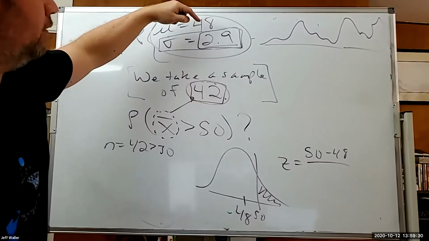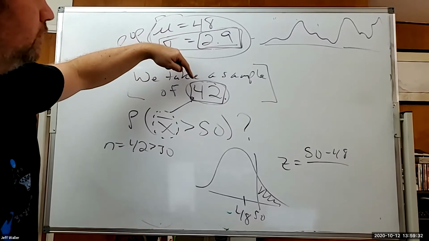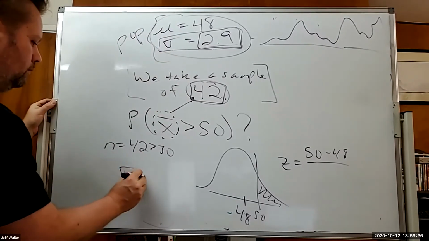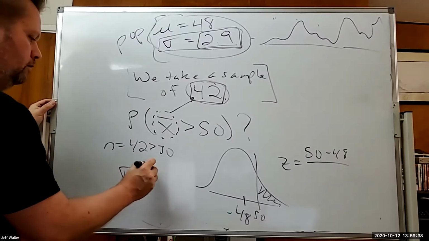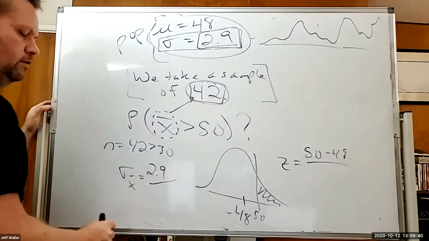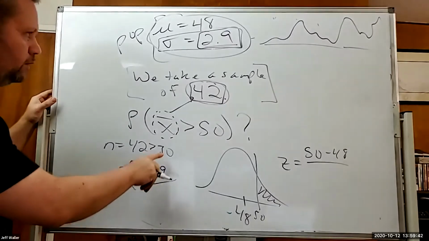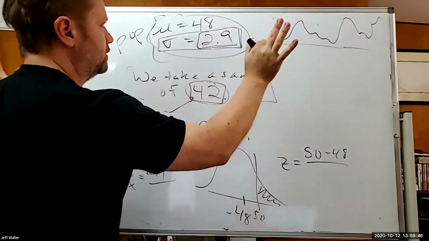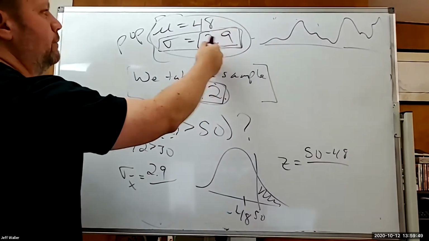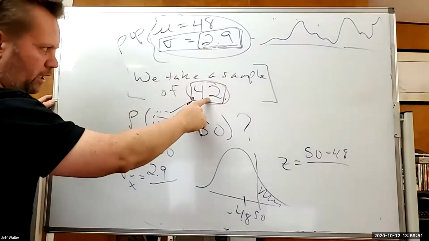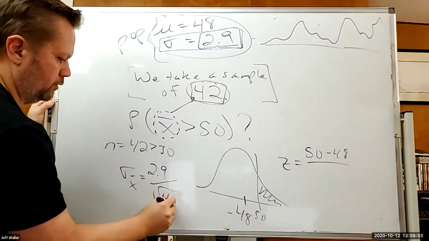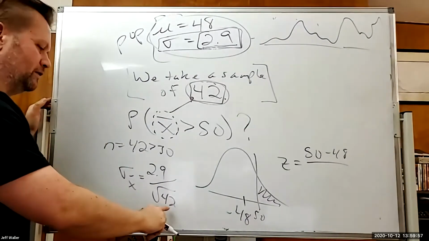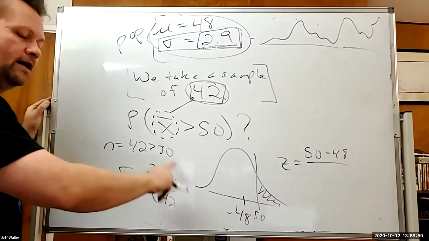How do I figure out the right standard deviation to use for a group of 42? Take the standard deviation and divide it by the square root of n. So take the old standard deviation. I call this the old standard deviation. It just means the one they gave me that's for individuals, and change it into the one that works for groups of size 42. This is what that does.